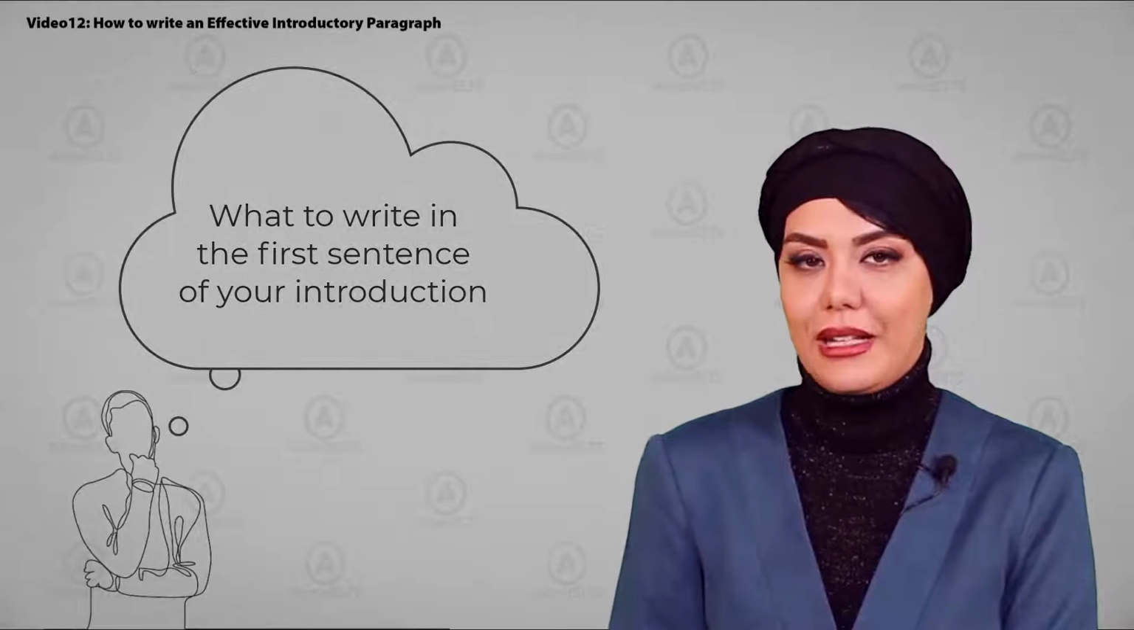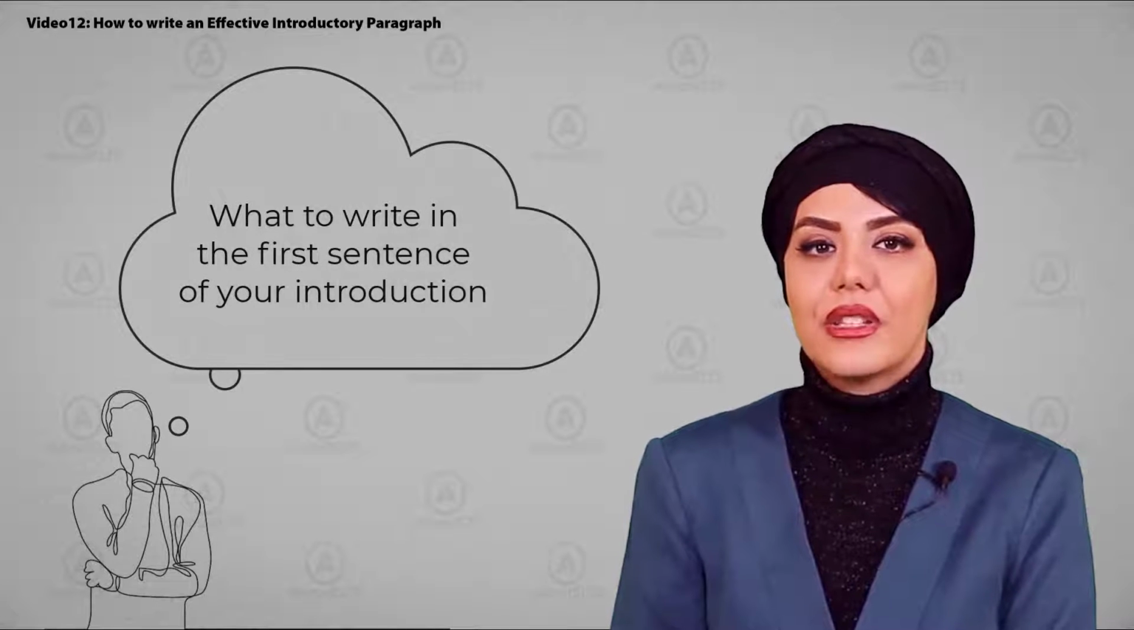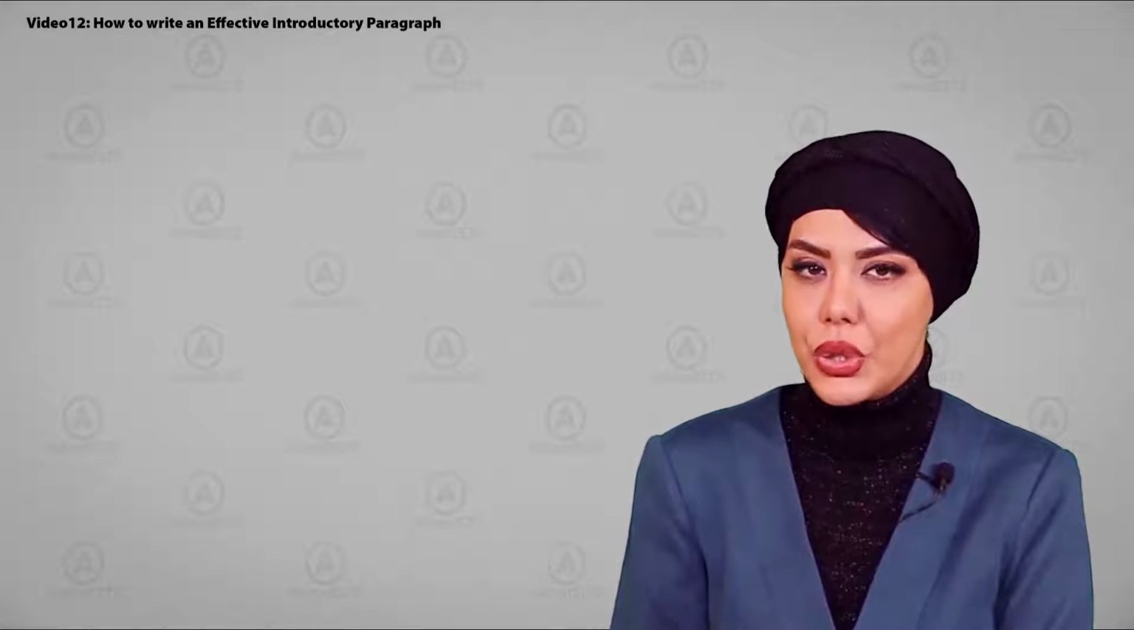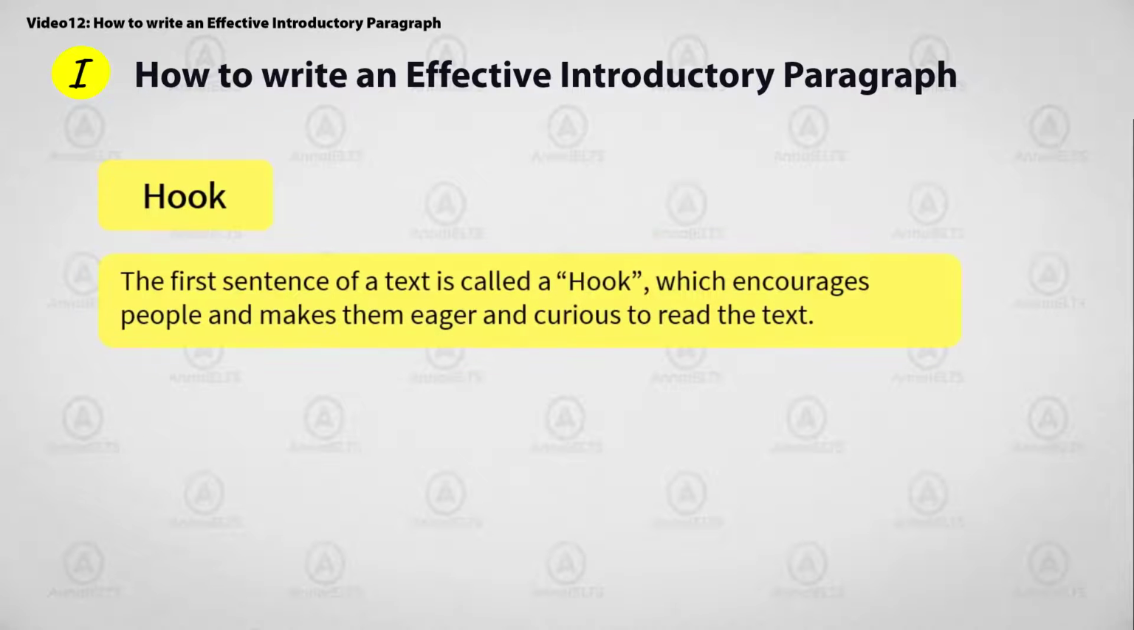You may wonder what to write in the first sentence of your introduction. With a simple search, you can find several different contents. Probably you do not feel like reading them all, and even if you do, you come across some contradictory concepts. For example, hook, background statement, paraphrase, general statement, thesis statement, outline statement. What's the hook? The first sentence of a text is called a hook, which encourages people and makes them eager and curious to read the text.